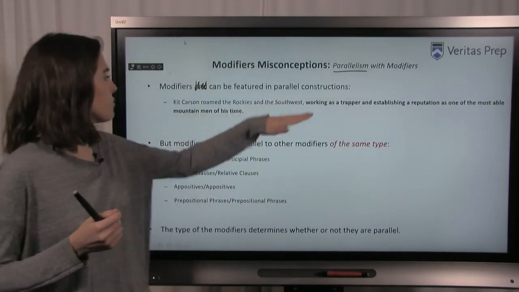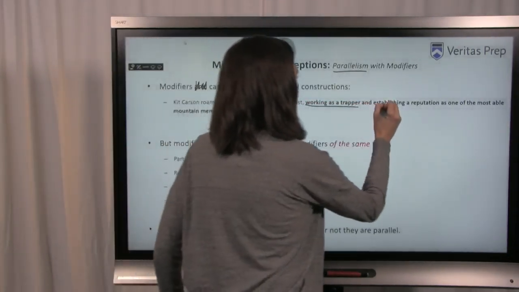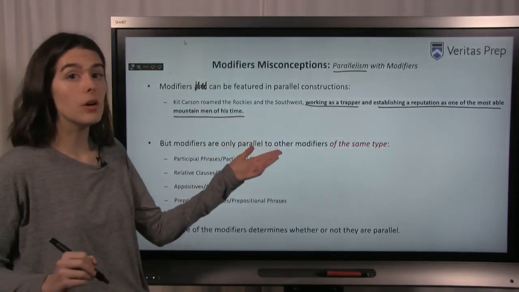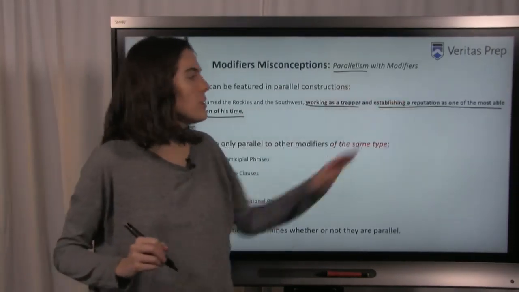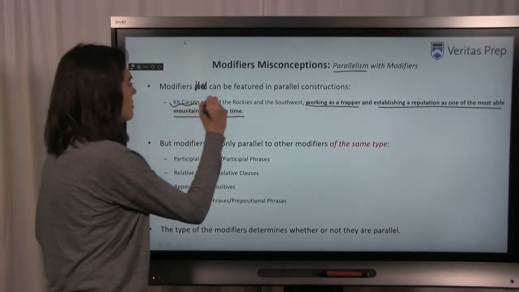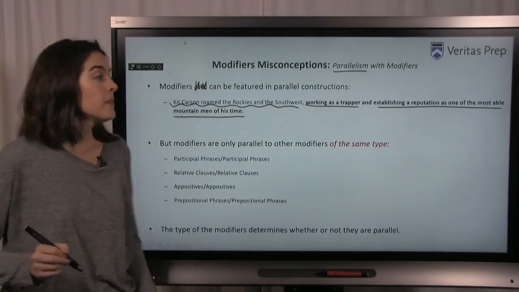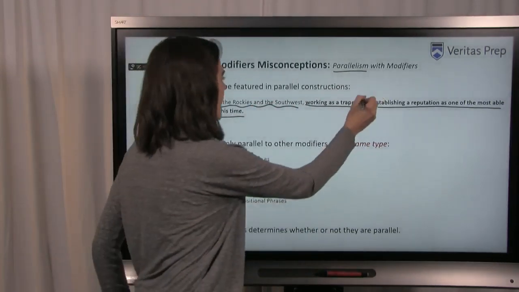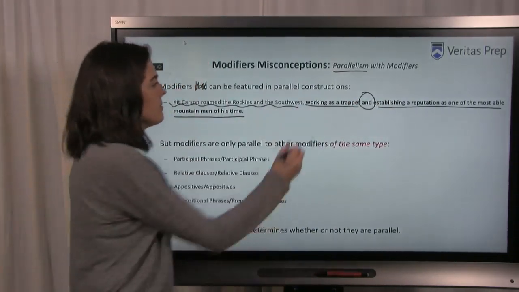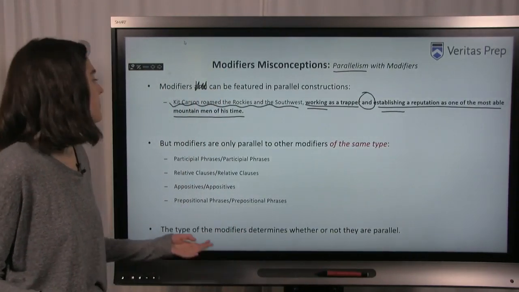So Kit Carson roamed the Rockies and the Southwest, working as a trapper and establishing a reputation as one of the most able mountain men of his time. We've seen this one before, right? Because these are two different participial phrases describing Kit Carson roamed the Rockies and the Southwest, right? So we've got two of them separated with an and, which is a classic sign that we have parallelism. And this is parallel, right? Working, establishing, pretty clearly parallel.